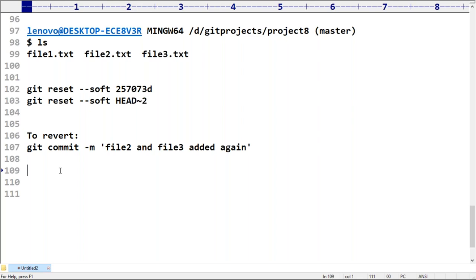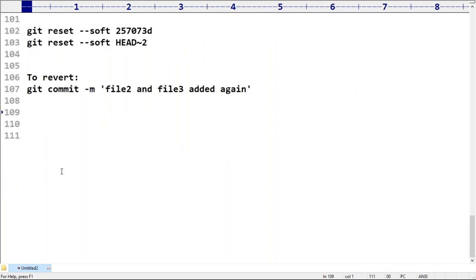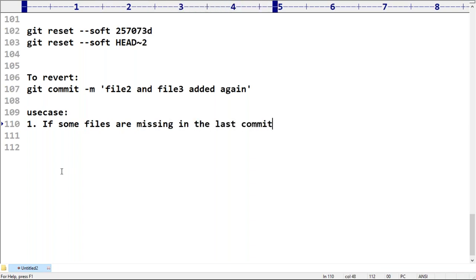Any doubt? Can you please confirm? The things are very clear for you people, not required to give much explanation about this. Sir, you may ask, where is this type of soft reset going to be helpful? Simple, I have the best example for you. If some files are missing in the last commit, now what do I have to do?